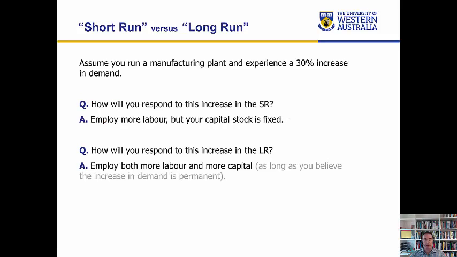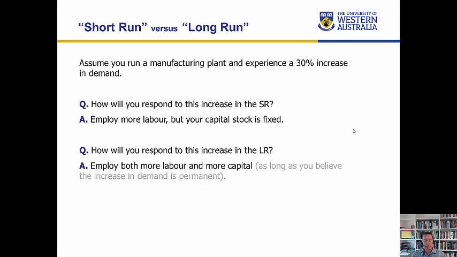Okay, so let's think through this example, and I've already spoken about this in the last couple of minutes. Assume you're running a manufacturing plant and experience a 30% increase in demand. So let's just imagine that you have a factory with, say, 5 machines, 5 pieces of capital equipment, and you experience an increase in demand, and you want to match that by increasing your production. How are you going to do that in the short run? Well, the only way of doing it in the short run is you've got a fixed amount of capital, so you'll have to employ more labour.